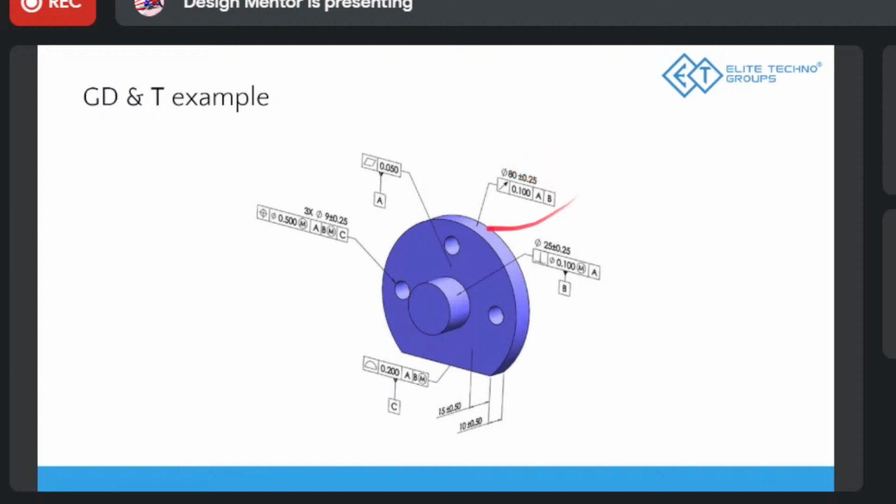Then coming to the last one, let's leave this one for you guys so you can figure out what's written. It's usually for a curved surface as well. Okay. Then let's see this.